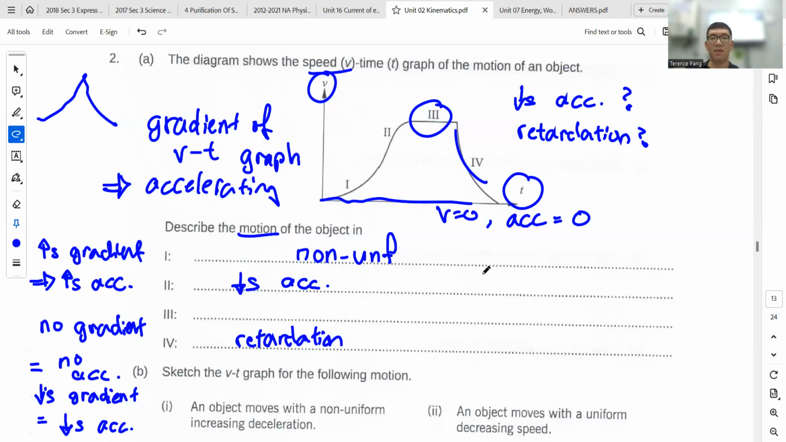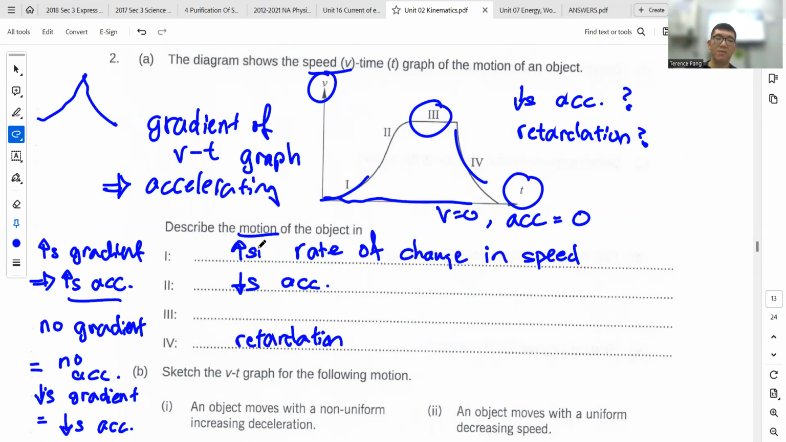Let me explain. If you want to use speed to talk about it, I encourage you to use the phrase rate of change in speed. So I'm just going to put acceleration, or you can say rate of increase in speed. Generally it's best to use the word acceleration. That would be a safer keyword to use. You can see the gradient is increasing, so we have increasing acceleration.